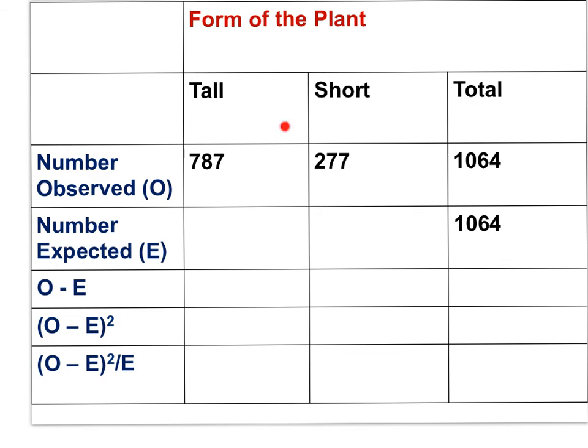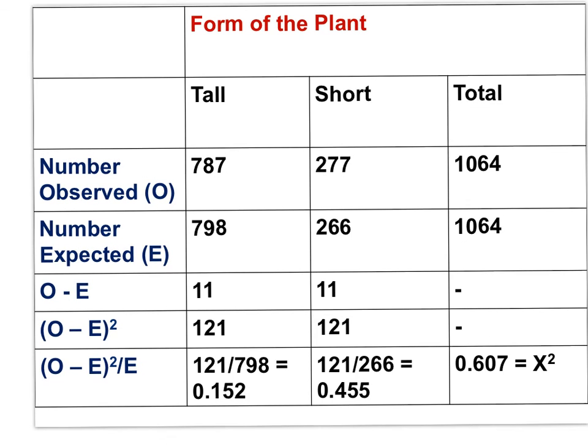Here are the observed numbers. Here's the total number of plants counted, and I've left the table blank so that you can practice. Can you calculate the chi-square value? Stop the movie now to do so. Here's the completed table and the chi-square value of 0.607.